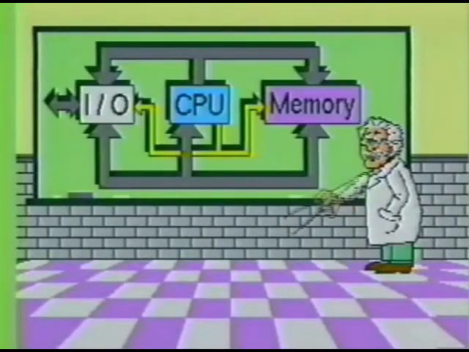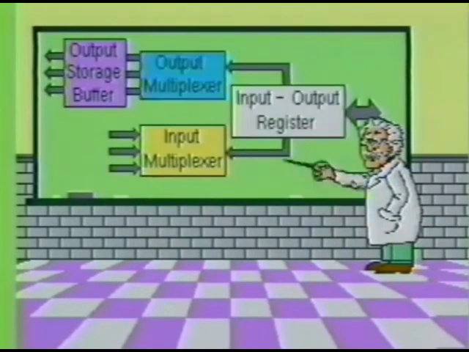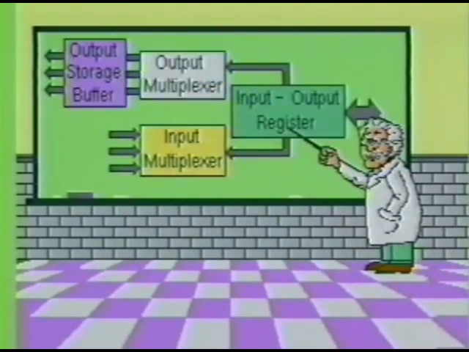We will now pause for a short review of the most recently discussed material. The input-output module is responsible for the transfer of data and control signals between the central processing unit and all supporting circuits outside the CPU. The input-output section consists of 4 primary blocks. There are the I/O register, the input multiplexer, the output multiplexer, and the output storage buffer.